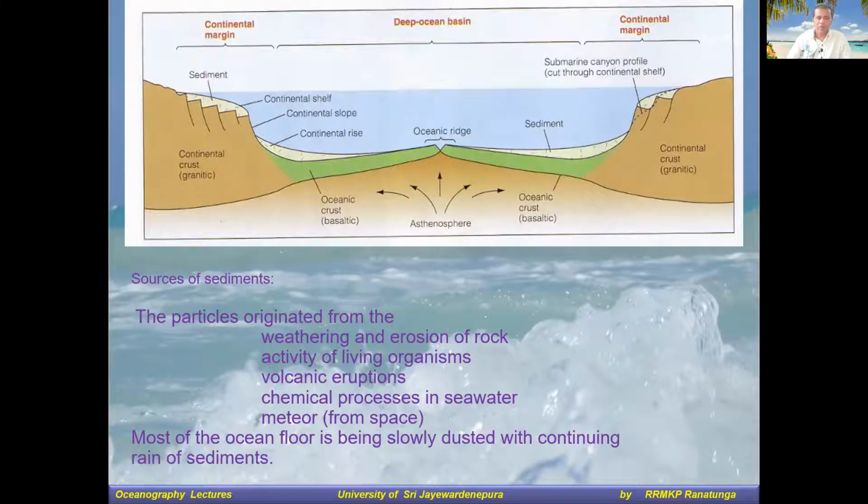Which none of us will be. So likewise, there are many uses of a sediment as well, which we will discuss towards the end when we are talking about the ocean uses.